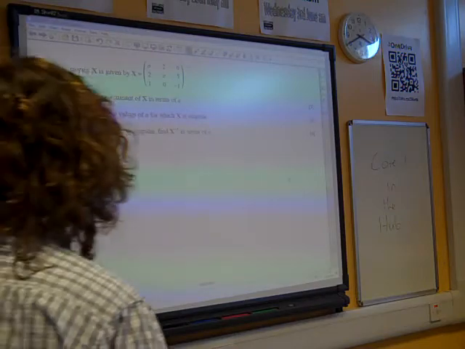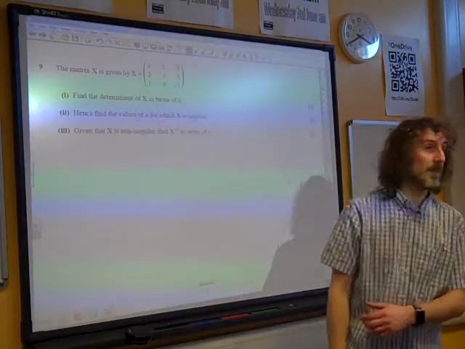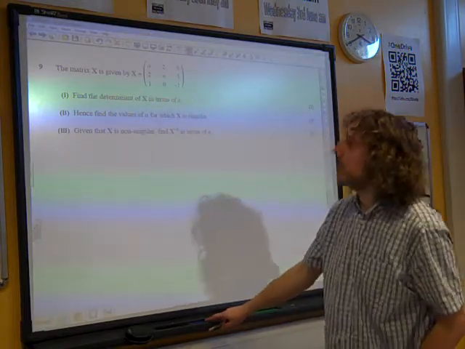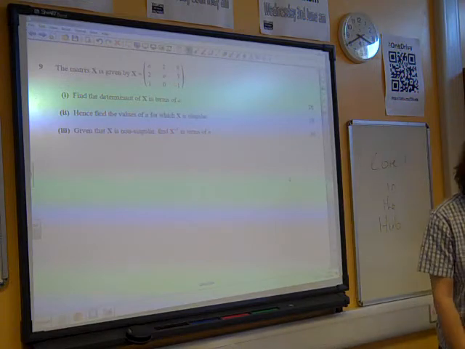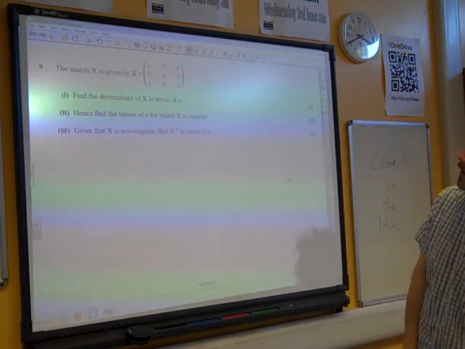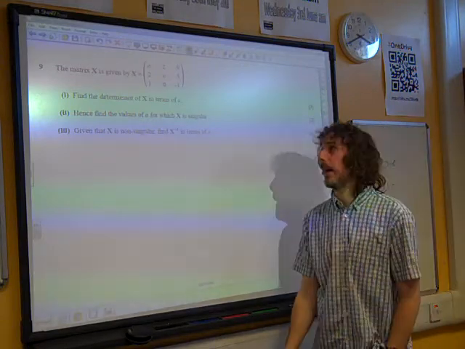Off we go. Right. Yes! The last question of our mammoth afternoon. The matrix X is given by that. A 2 9, 2 8 3, 1 0 minus 1. Find the determinant of X in terms of A.